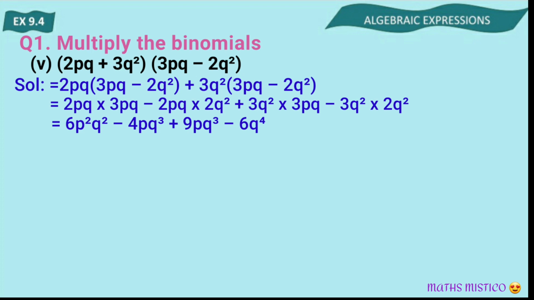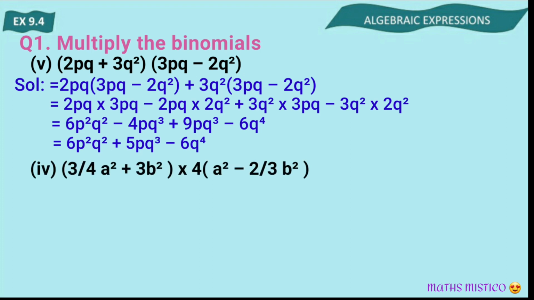Do you find any like terms here? Right, these are like terms. So 9 minus 4 is 5, and so we have 5pq cube on adding them. Sixth part.